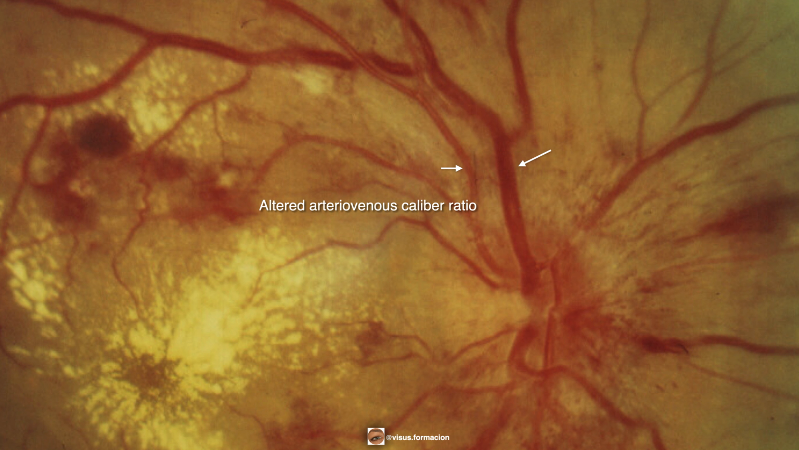We also see the relationship of the arteriovenous caliber altered. This is due to the decrease in the ratio between the caliber of the artery and the caliber of the vein. The causes are two: the increase in the venous caliber, as we have seen, and the decrease in the arteriolar caliber, due to the vasoconstriction of the arteriole.